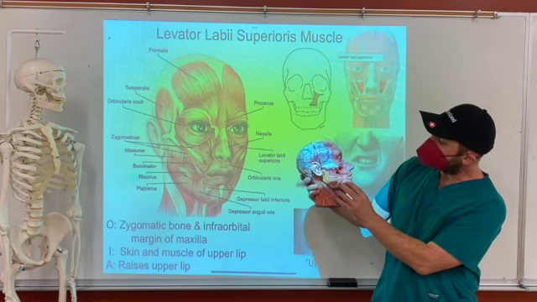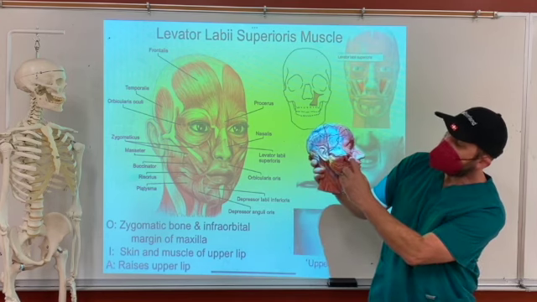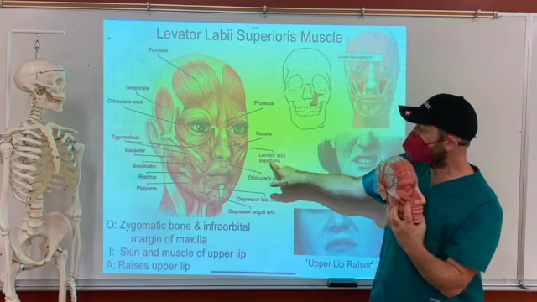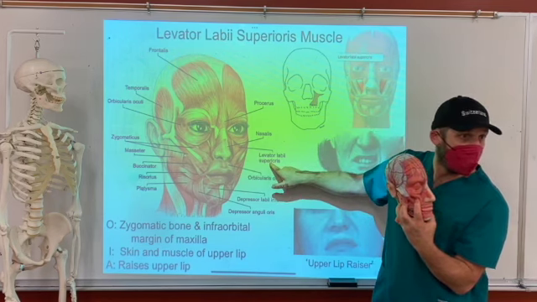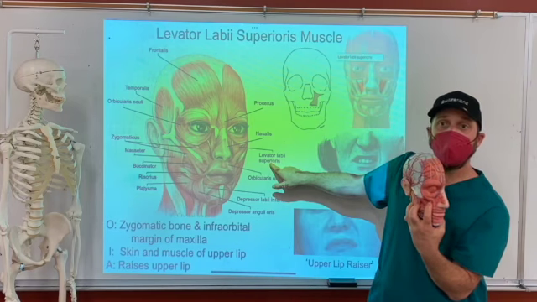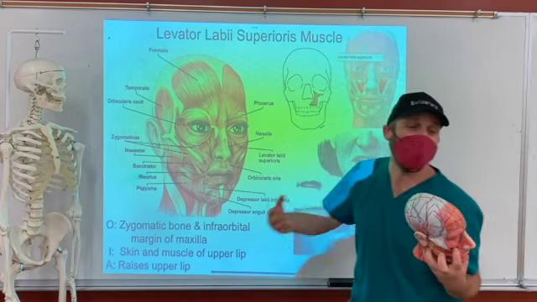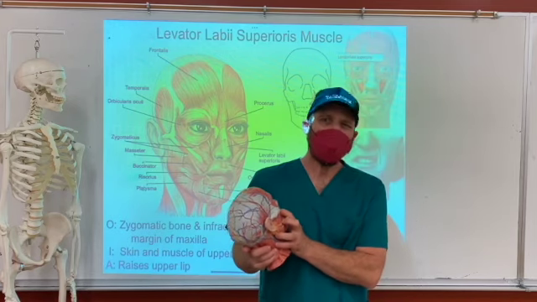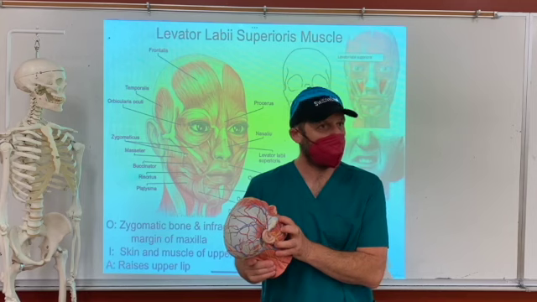This is a hard one to see here. It's sort of underneath on the side here. It goes into the lip and lifts the lip up. And another thing with this anatomy stuff, this is a really hard muscle to see. Most likely it won't be brought up on the test.